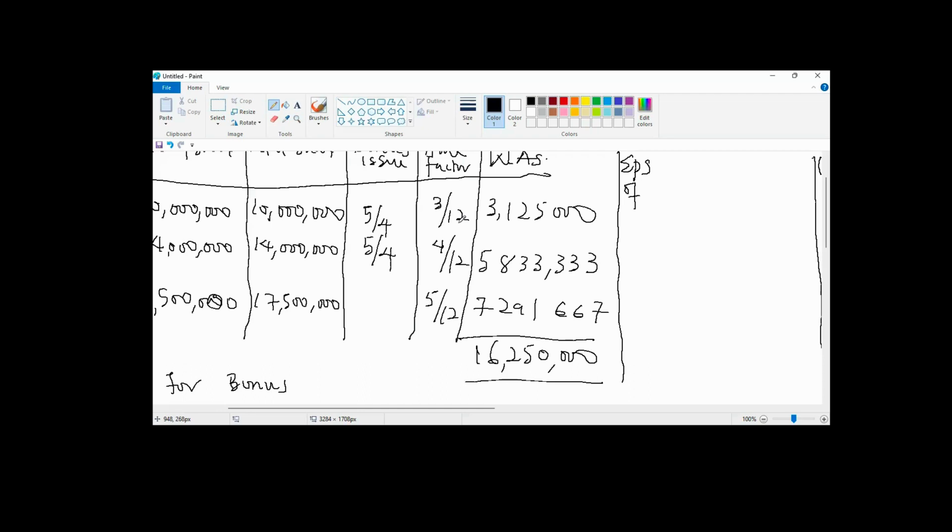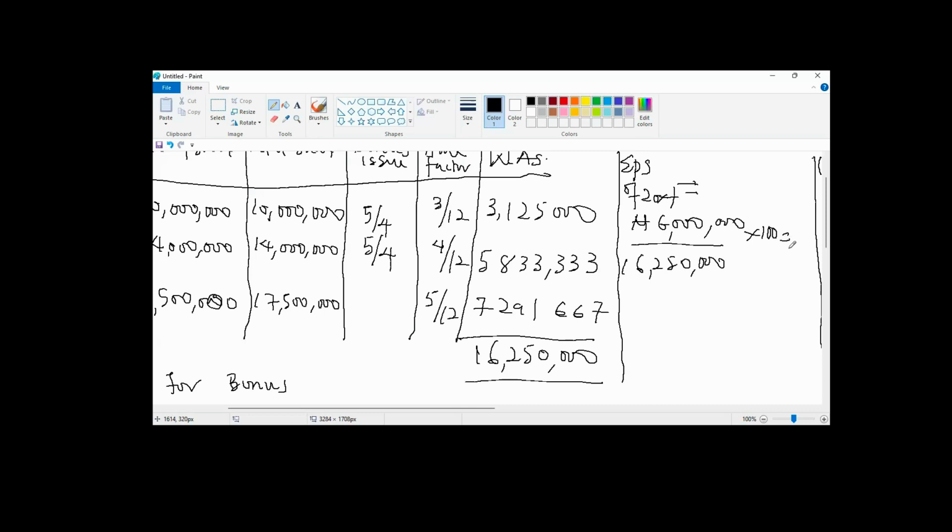You're welcome. I now say earnings per share of 2007. What is the profit of that year? 6 million. I now say 6 million divided by 16,250 times 100. I will now restate earnings per share.